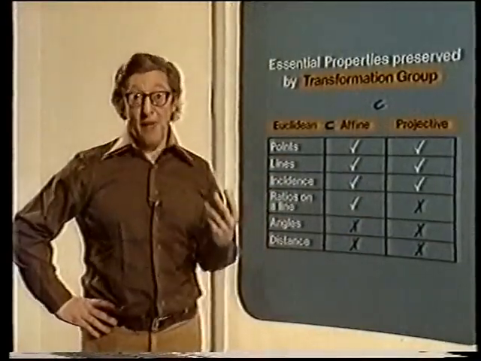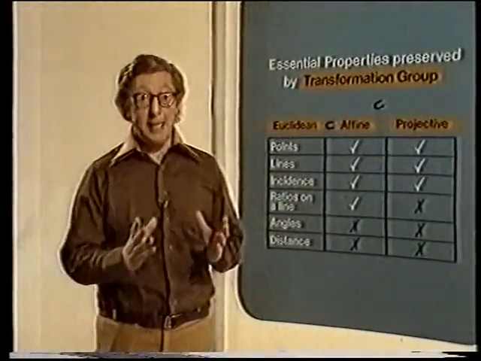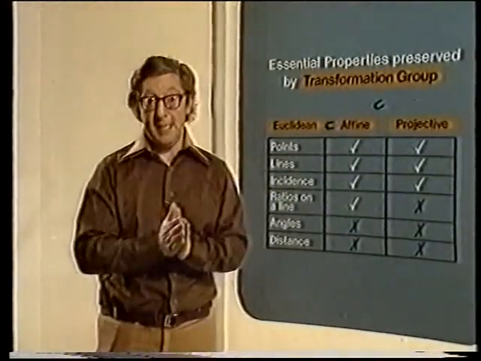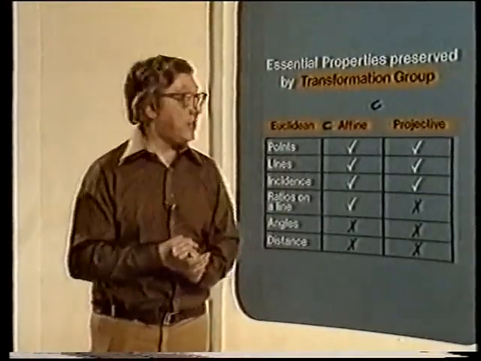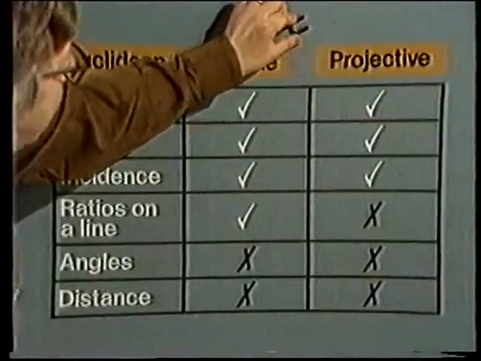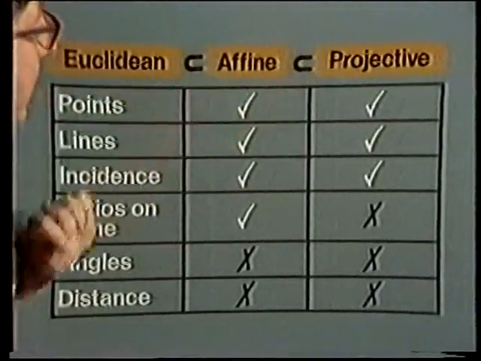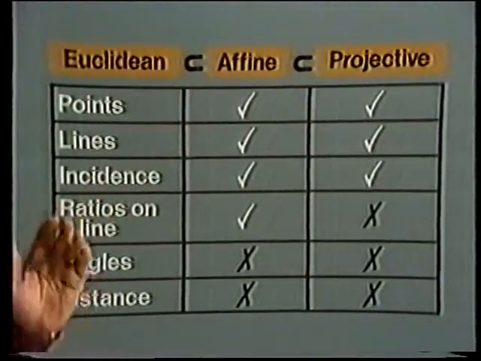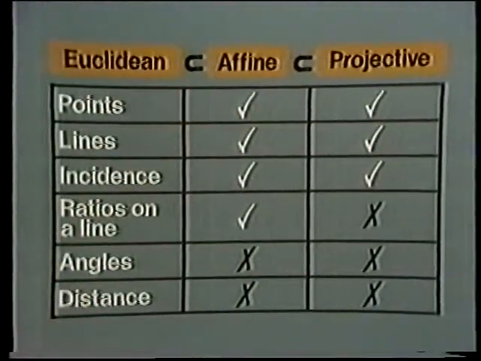So indeed, an affine transformation can be obtained as a combination of perspectivities, as a projective transformation. So the affine group is indeed a subgroup of the projective group, a subgroup which preserves the line at infinity.